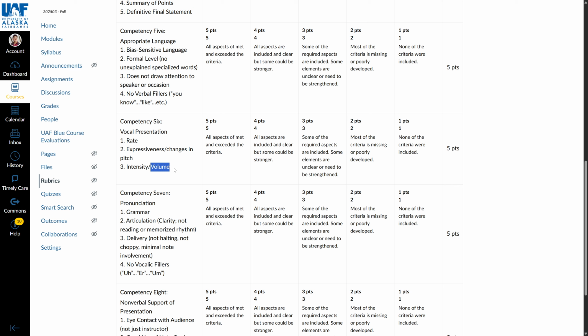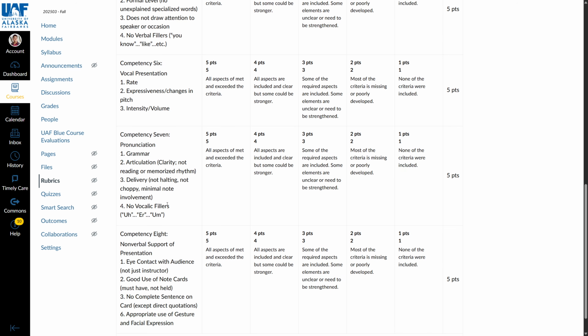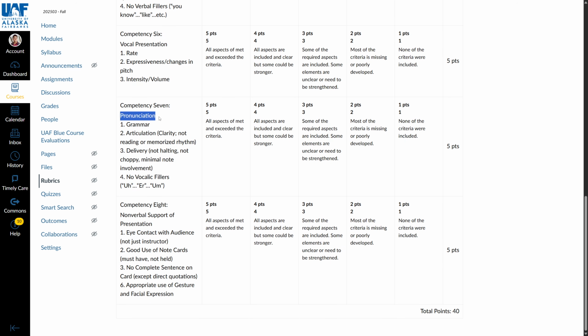So can I clearly understand what you're saying? Or are you talking too fast or too slow? Or are you talking too quietly for me to know what you're saying? This is pronunciation, so using correct grammar, using articulation. This just means, am I clearly able to understand what you're saying? This also goes into memorized rhythm. So if I'm reading something word for word, that's going to sound a lot different than if I'm coming up with the words as I'm talking about something.